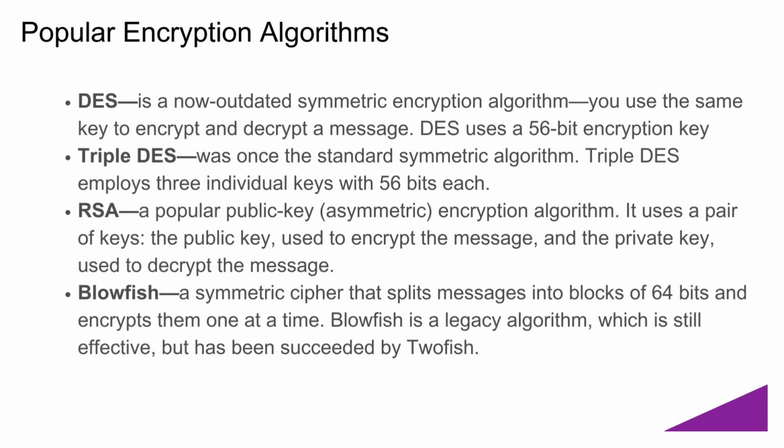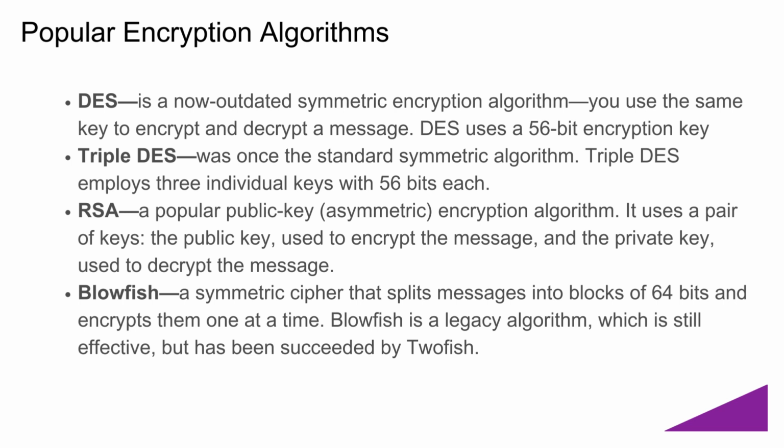Triple DES, that's another one, was once the standard symmetric algorithm. Triple DES employs three individual keys with 56 bits each. The total key length adds up to 56 times 3, that means 168 bits. But according to most experts, its effective key strength is only 112 bits.